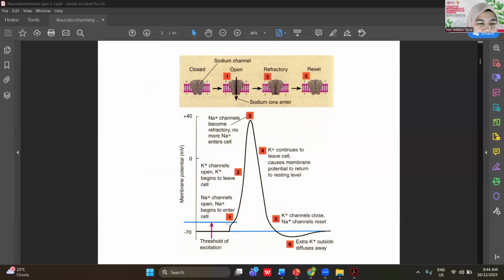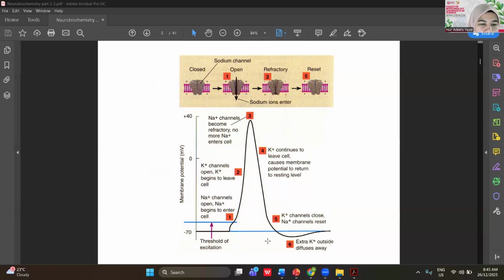Then we have the threshold of excitation. When there is a stimulus, it can cause the membrane potential to depolarize to a critical threshold, typically around minus 55 mV. This condition will cause the voltage-gated sodium channels to open and sodium begins to rush into the cell.